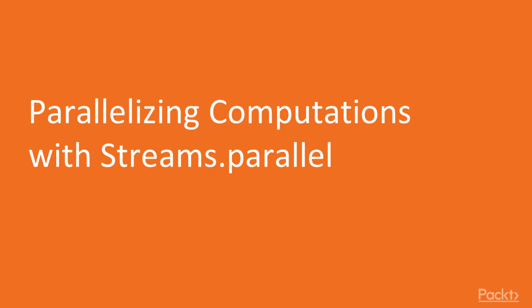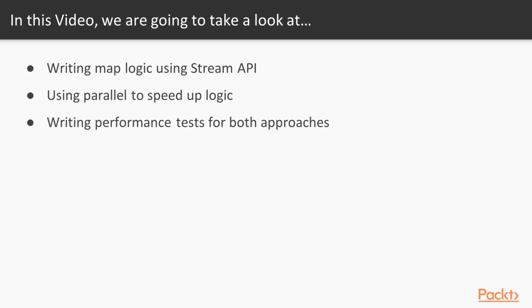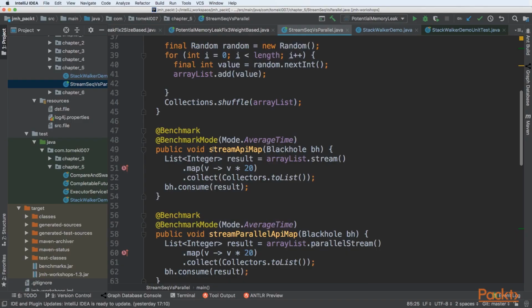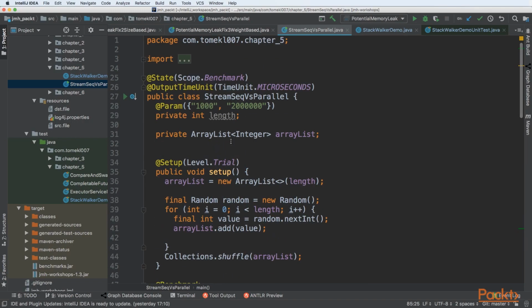This is the first video in which we'll be parallelizing computations with Streams.parallel. At the beginning we will be writing map logic using Stream API. Then we will be using parallel to speed up our logic, and finally, of course, we will write performance tests for both approaches to have actual numbers that will be used to compare both approaches. So we will be creating a series of methods that will be using Streams API, parallel and normal, and we will start performance tests for them.